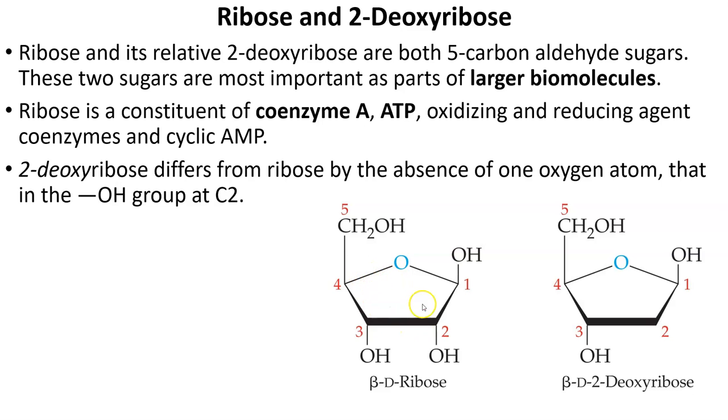Ribose is another example of a sugar. Here is beta D-ribose, and then beta D-2-deoxyribose. And you'll notice the difference here on that second carbon. We have lost that hydroxyl group. So deoxyribonucleic acid is DNA. That's really the kind of sugar backbone that makes up our DNA molecules.